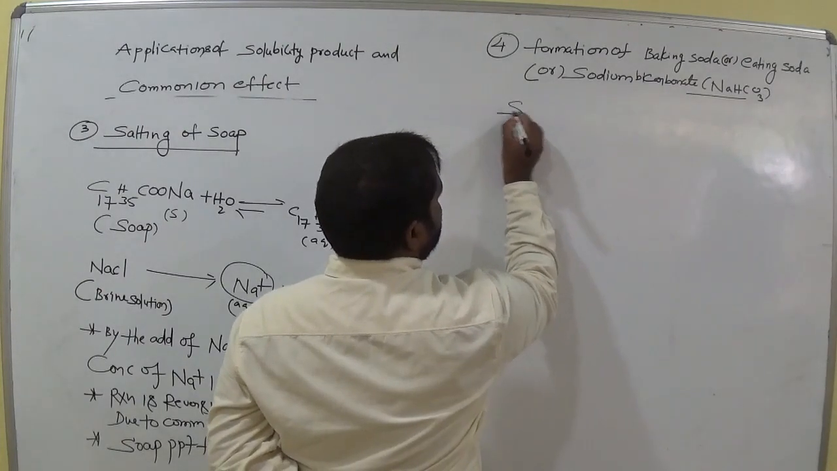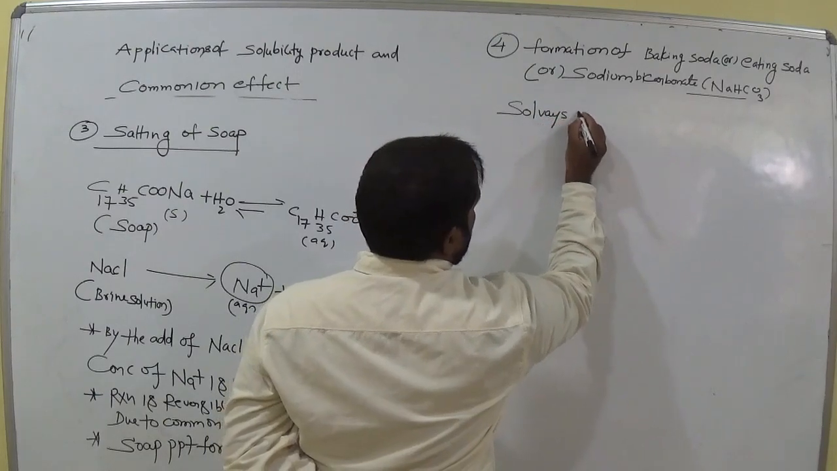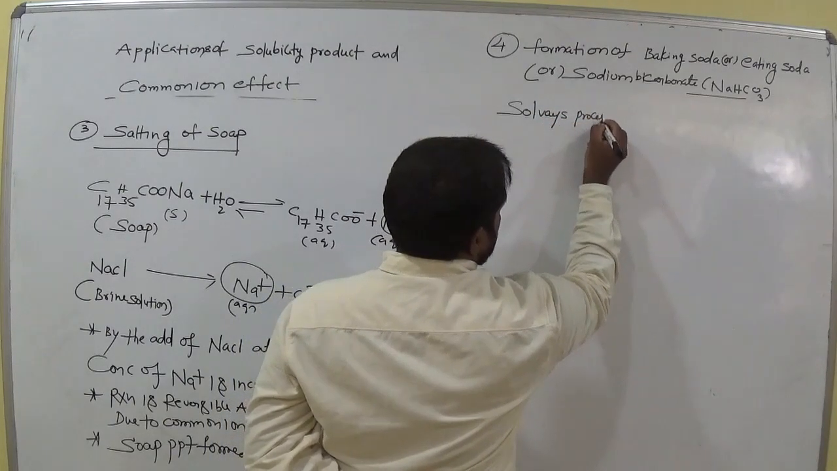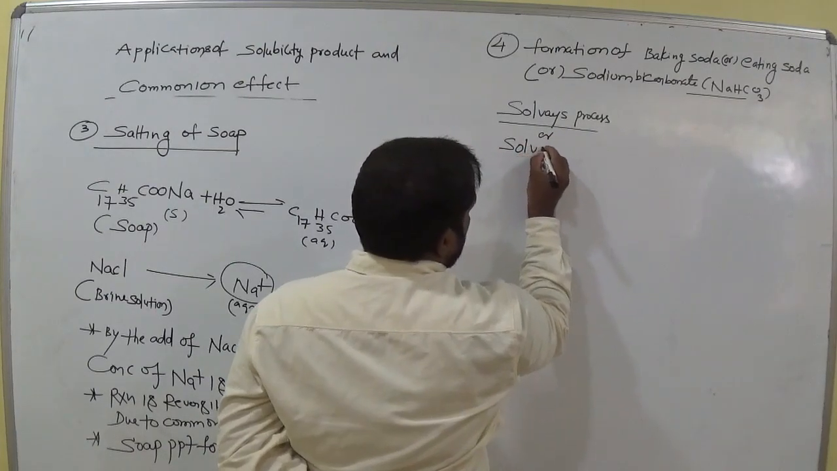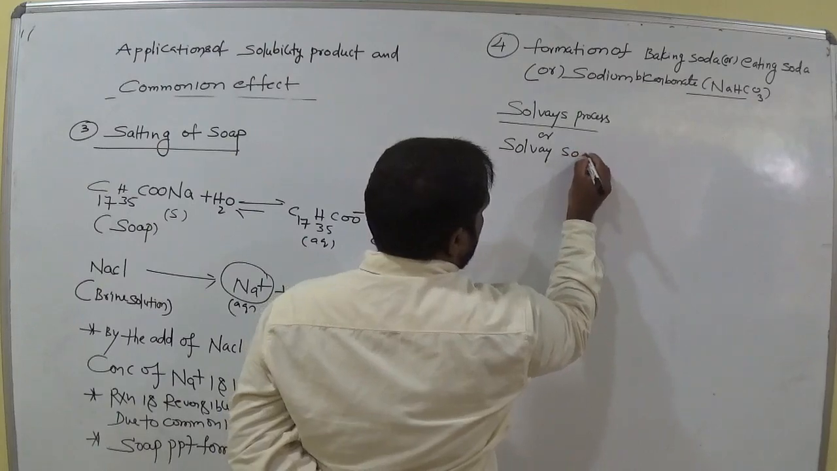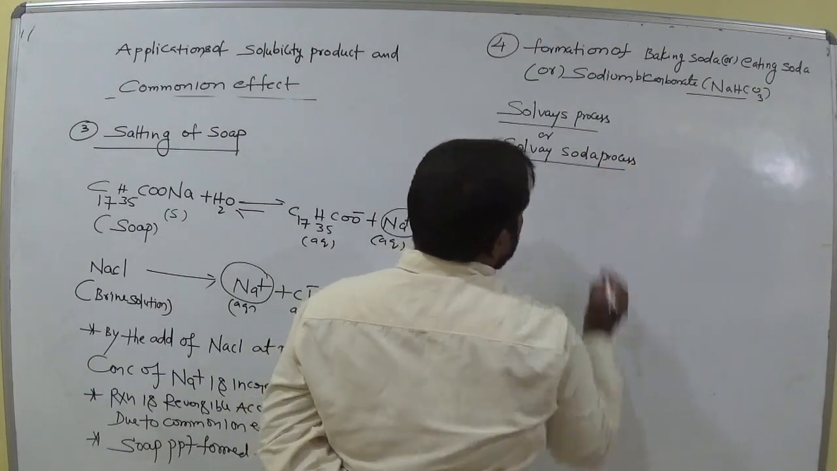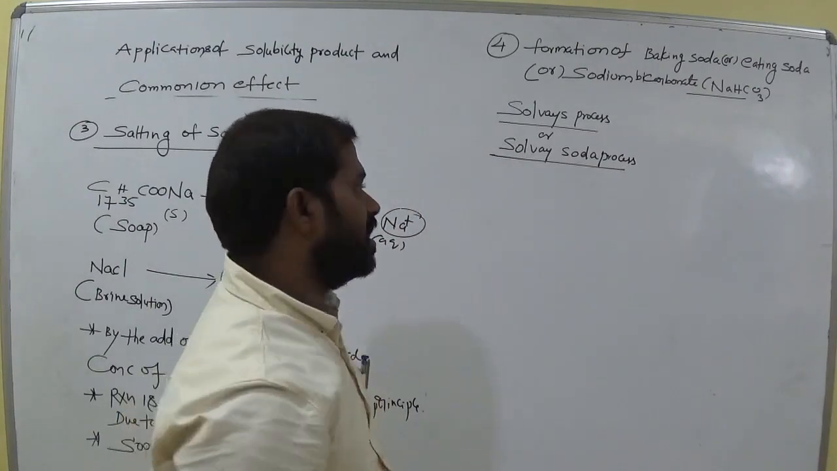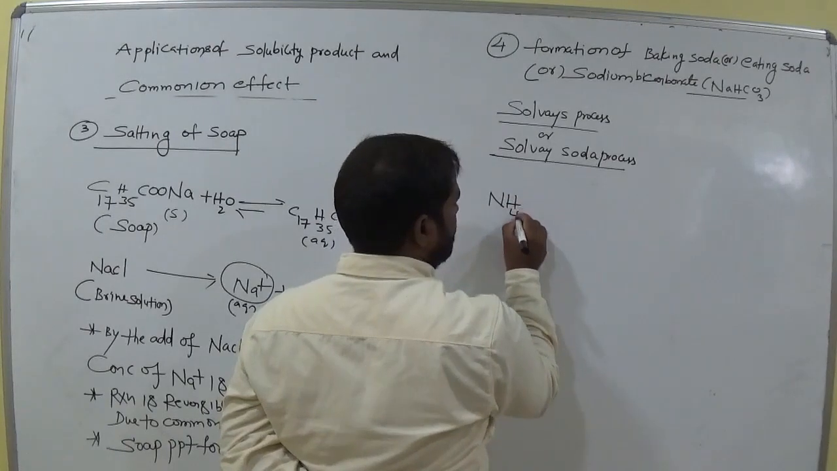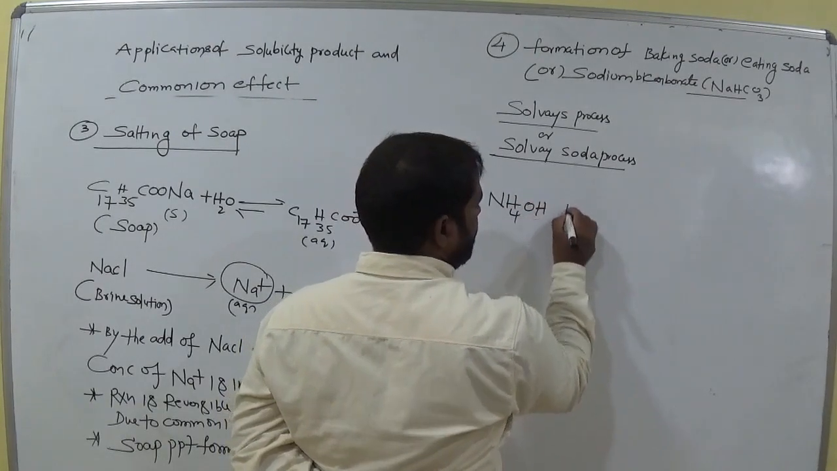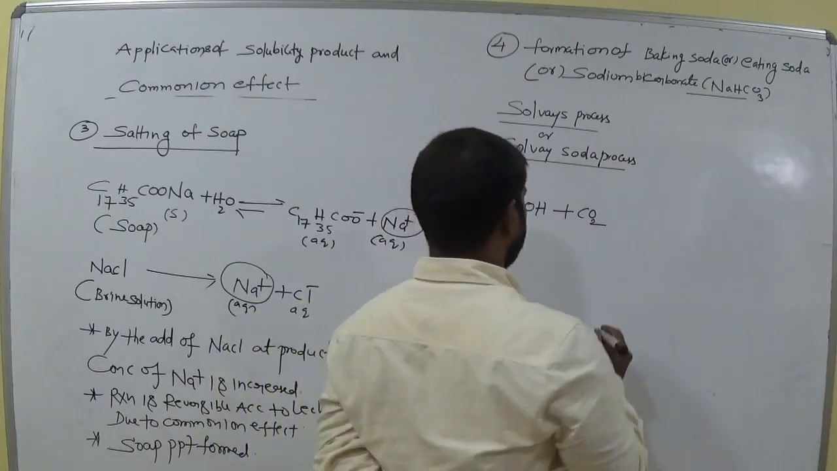Let's see, by Solvay process. What is the process? We call it Solvay's process or Solvay soda process. Okay, let's see. Take the ammonium hydroxide and pass CO2 gas into it. Okay.